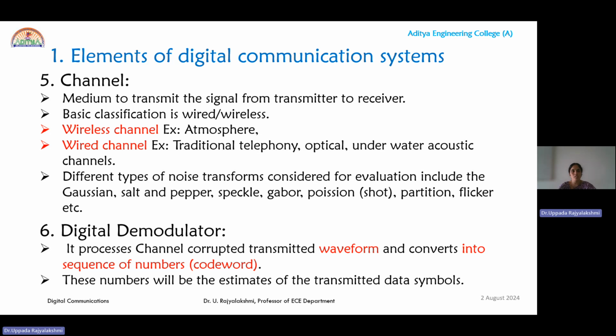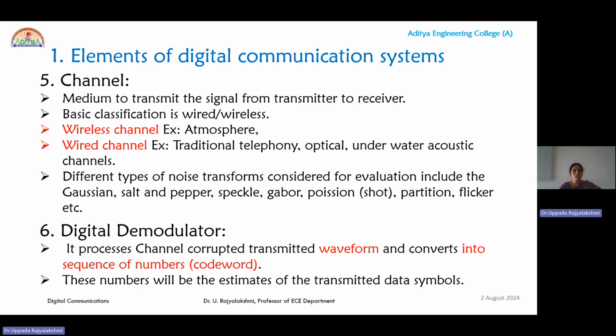Different types of noise performance will also be considered for evaluation. And similarly, here you can see the received data is collected by the demodulator, and this demodulator takes the noisy modulated signal and converts it into a group of code words. So this is the opposite functionality done at the receiver section.